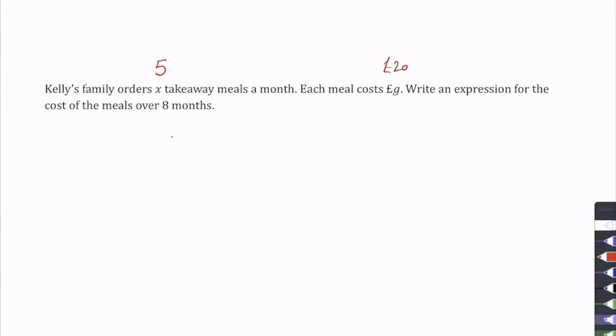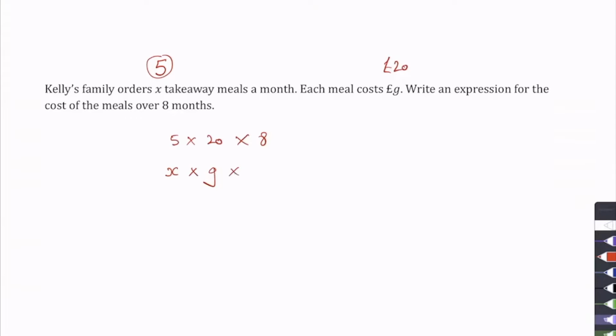So we know that if we did 5 times 20, we know the cost of the meals for each month. However, we need the cost of meals over 8 months. So we know we're going to multiply that amount by 8. But in this case, we don't have a 5, we have X takeaway meals because there could be 5, 6, 7, 2, whatever number they purchase in a month. So in this case, we're going to have X, and we're going to multiply that by the cost, and that is G. Over how many months?